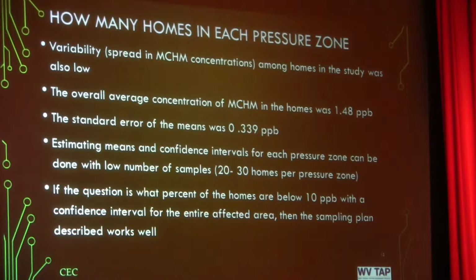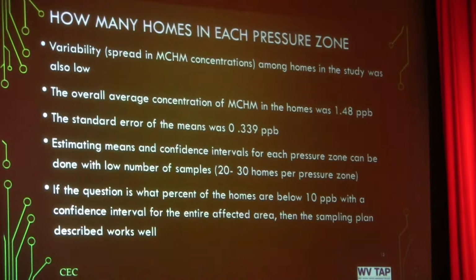So estimating means and confidence intervals for each of the pressure zones can be done with a low number of samples, probably 20 or 30 samples per pressure zone. What some of you are going to say is, yeah, but you're not sampling my home. And what I'm saying to you is that if we sample 20 or 30 homes in a pressure zone, we will get an understanding about what the range of the average concentrations are in the homes, and you'll have a pretty good confidence that your home falls within the range of numbers that we generate for this estimate.